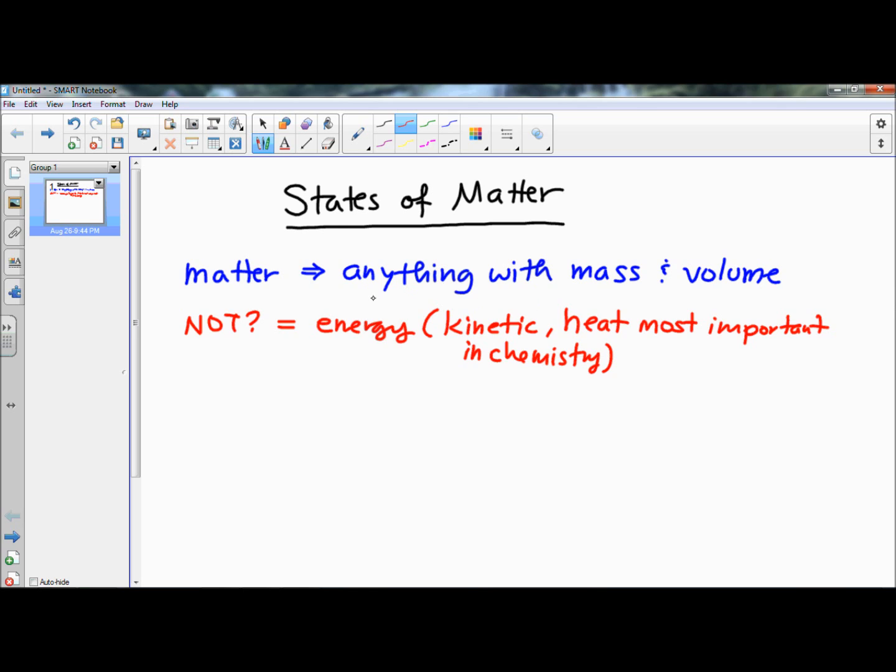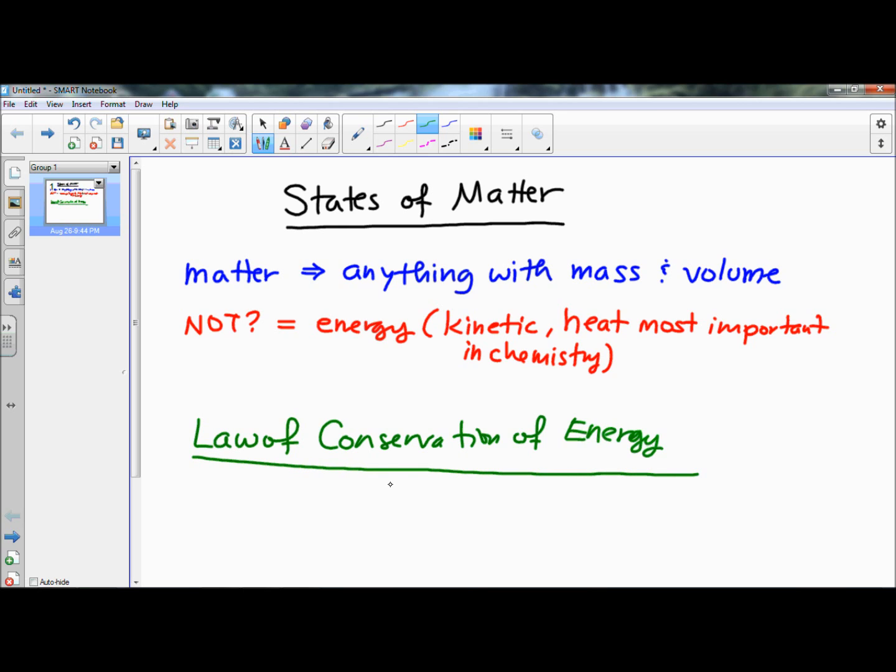So before we get into matter a little bit and the states of matter, let's talk a little bit about energy. Now, the law of conservation of energy has nothing to do with when we talk about, well, we're going to conserve energy. That means we want to use less energy. But the law of conservation of energy says that basically we cannot create it or destroy it.